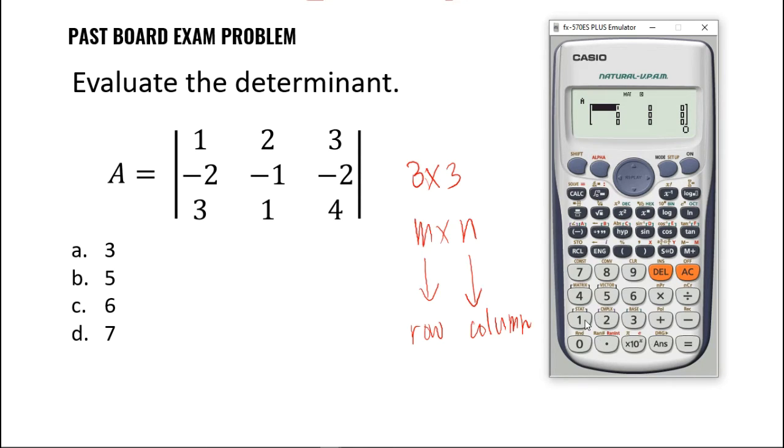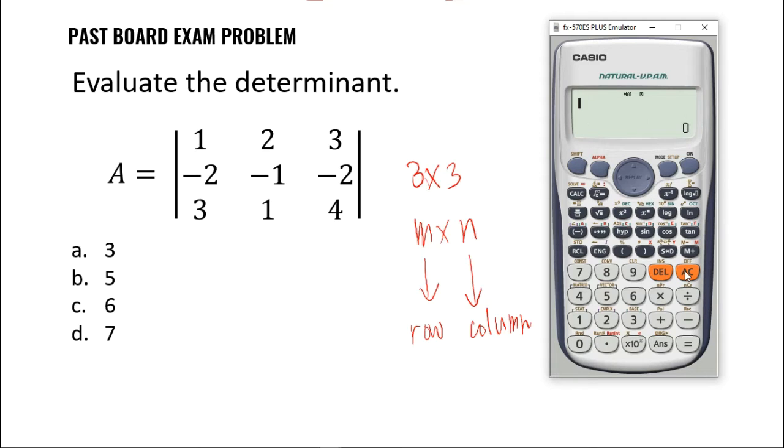So, you have here 1 and 2, 3. And input natin lahat. You have here negative 2. You have here negative 1. Negative 2. 3. 1 and 4. So input lang natin lahat ng data. Then check natin kung tama lahat. If tama na lahat guys, we can press AC here.